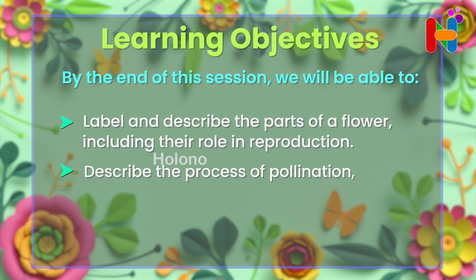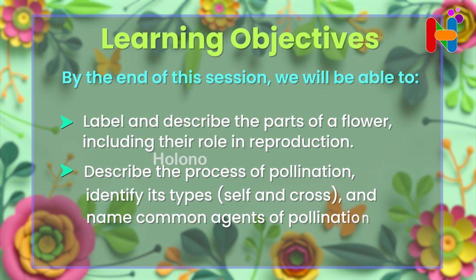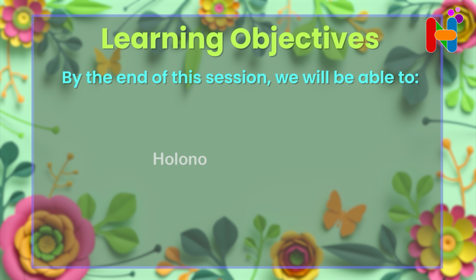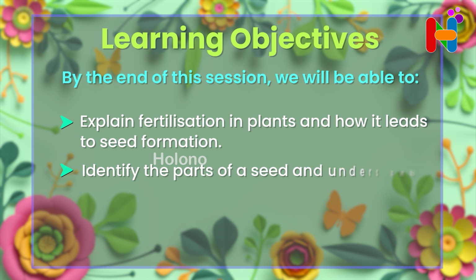Describe the process of pollination. Identify its types, self and cross, and name common agents of pollination: insects, wind, water, etc. Explain fertilization in plants and how it leads to seed formation. Identify the parts of a seed and understand their functions.